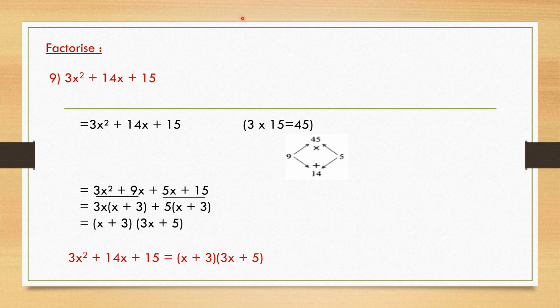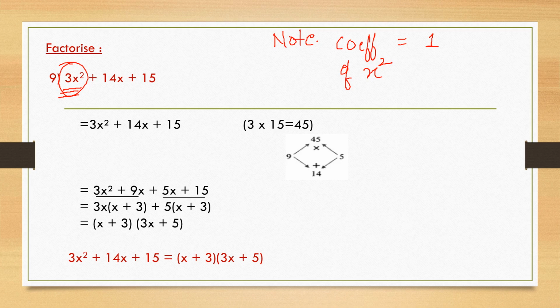If you see the ninth sum, it is 3x squared plus 14x plus 15. Now, to solve this sum, note that the coefficient of the square term is 3. Whichever sums we solved till now, the coefficient of the square term was 1. But in this case, the coefficient is 3.